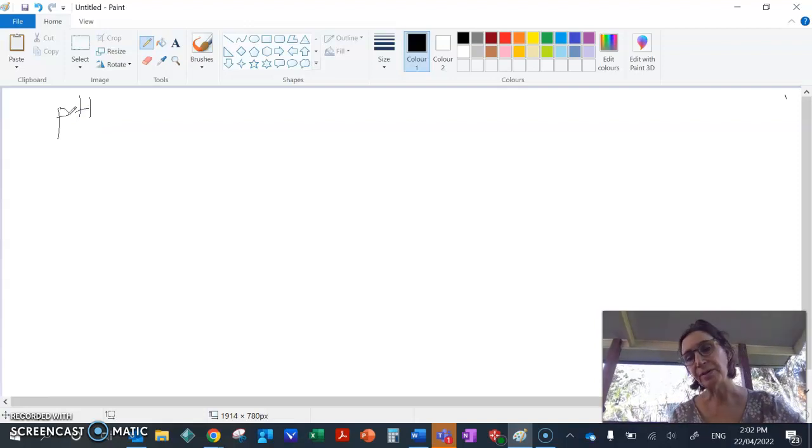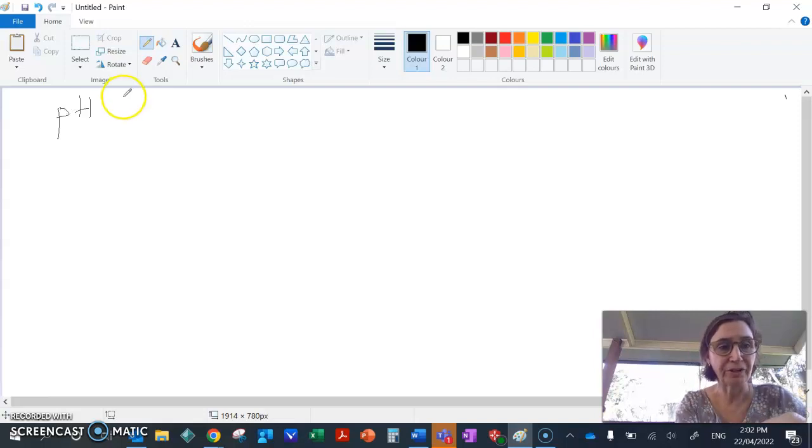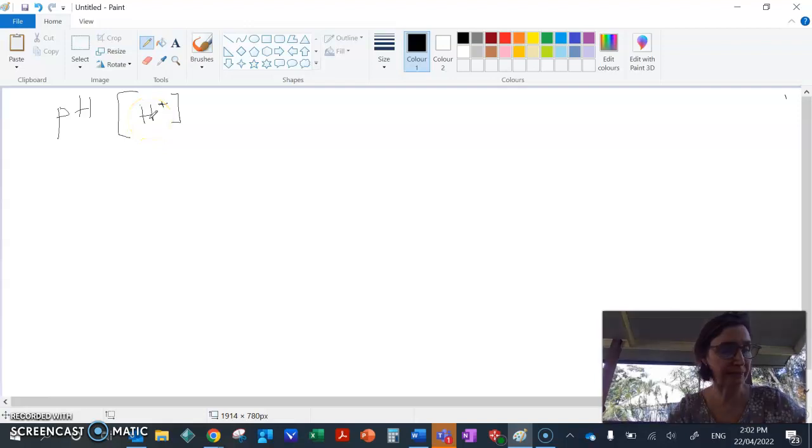And we know, of course, that pH is a measure of the acidity of a solution. So in this case, the acidity of our ocean water. And it is a measure of the concentration of hydrogen ions. So these square brackets, for those of you who are not chemists, the square brackets mean concentration. So the pH is a measure of the concentration of hydrogen ions.